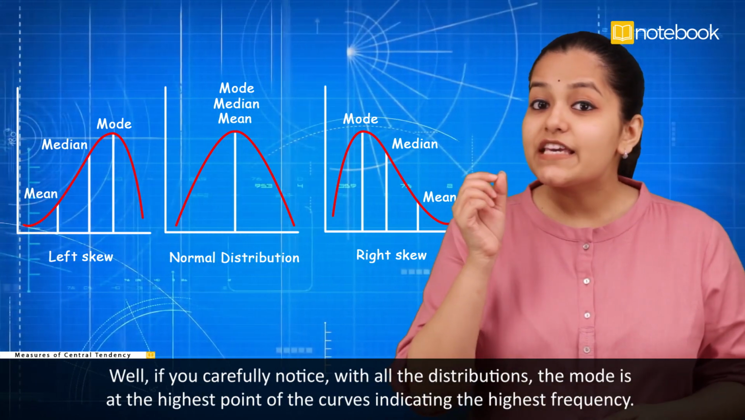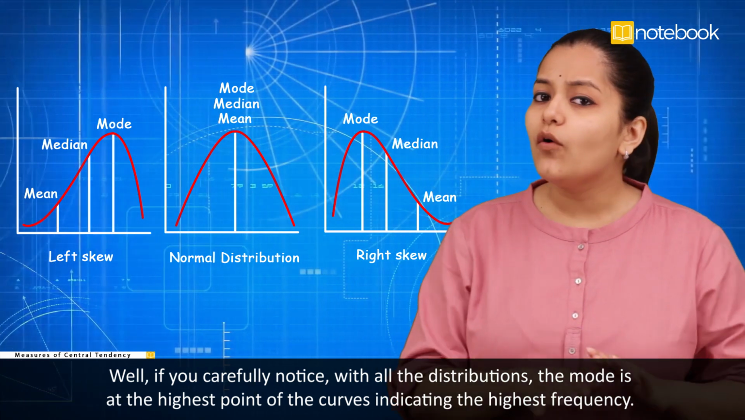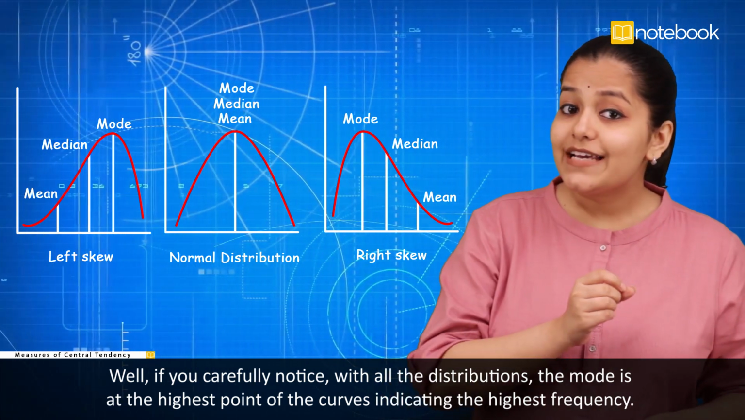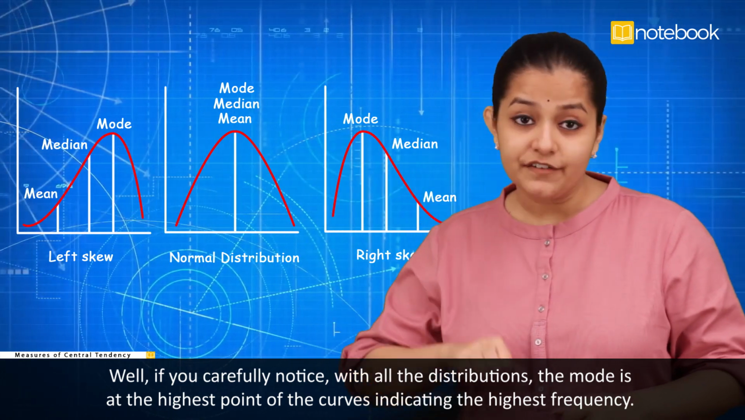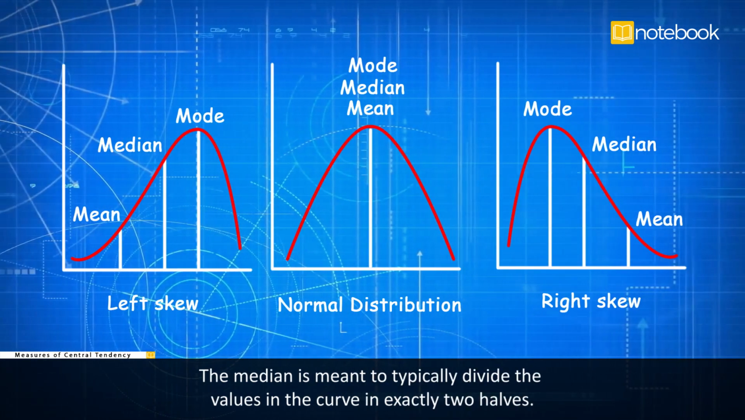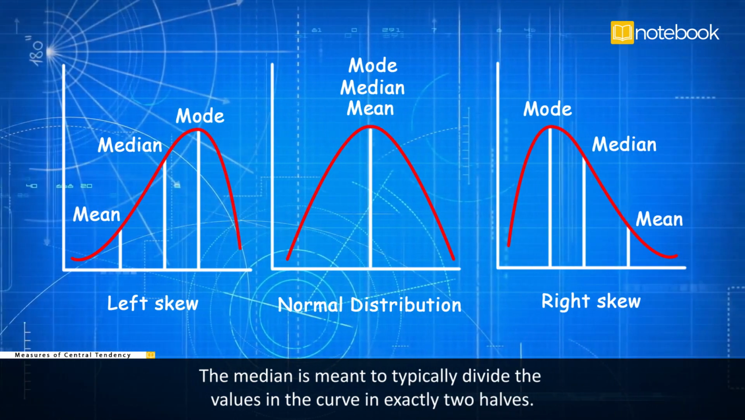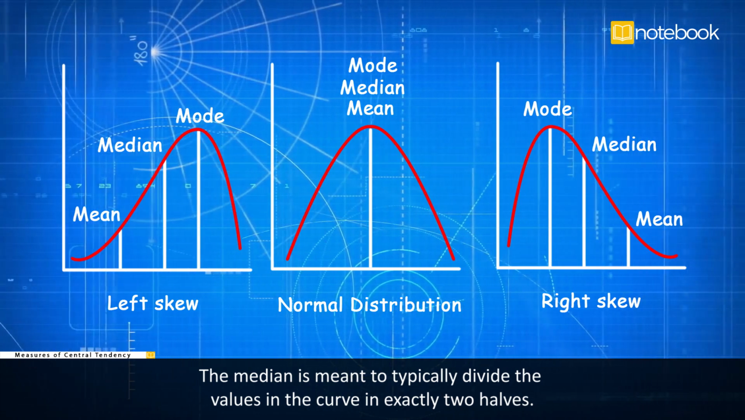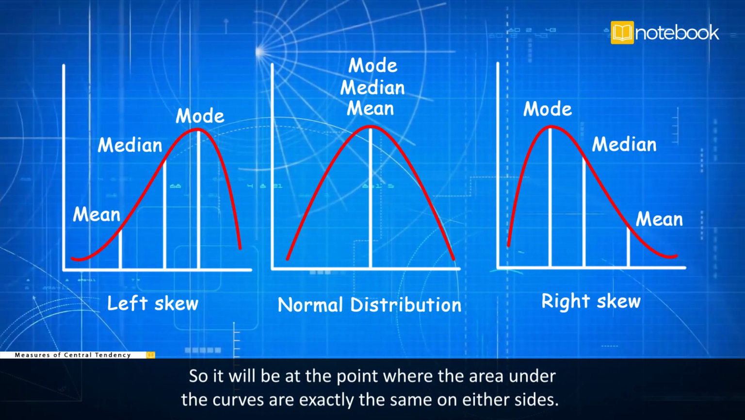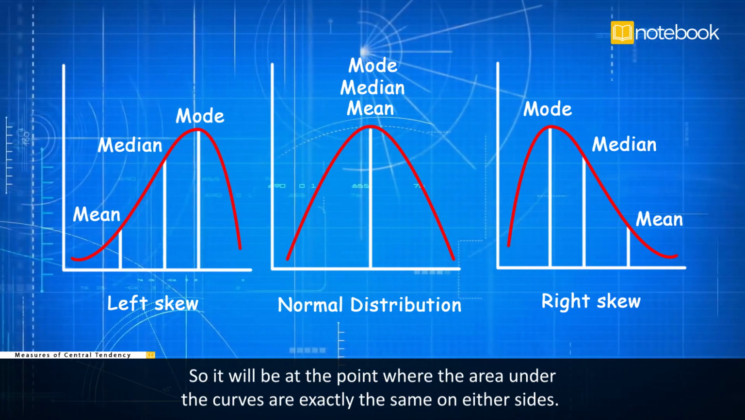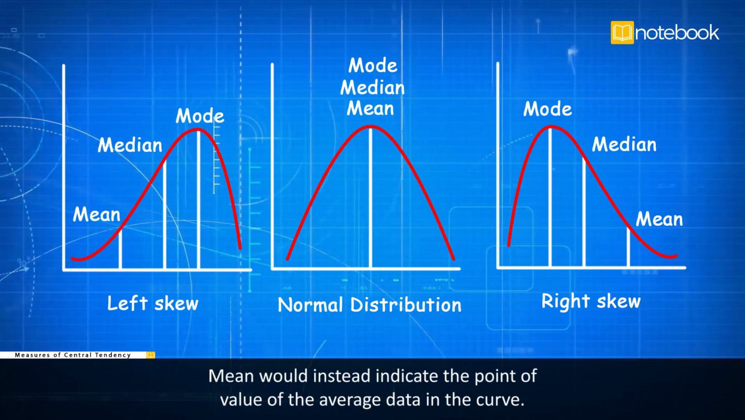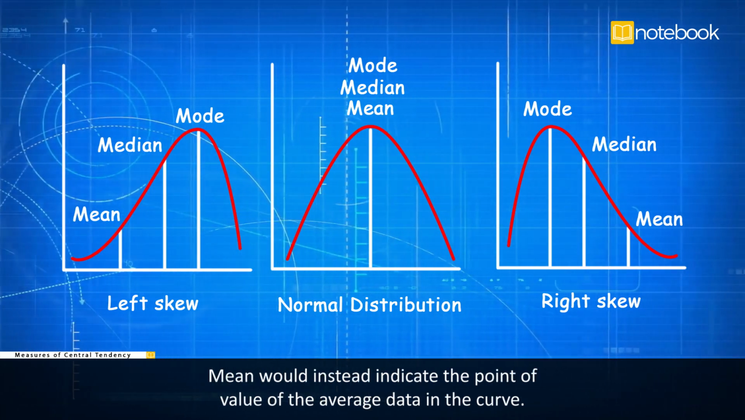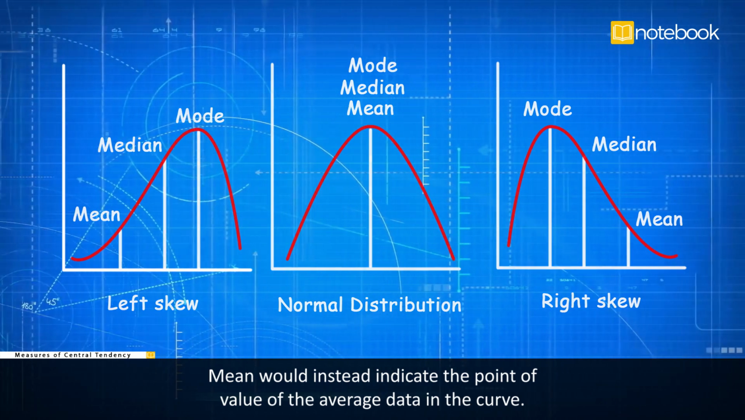Well, if you carefully notice, with all the distributions, the mode is at the highest point of the curves, indicating the highest frequency. The median is meant to typically divide the values in the curve in exactly 2 halves. So, it will be at the point where the area under the curves is exactly the same on either side. Mean would instead indicate the point of value of the average data in the curve.